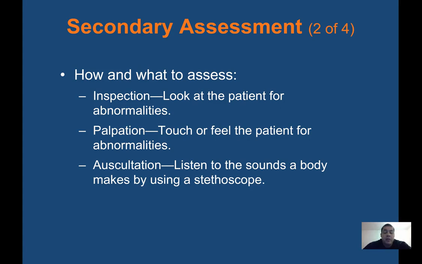So palpation. Touch or feel the patient for abnormalities. Does the patient have a bump on his arm from falling out of his chair, out of his bed? Does he have a bump on his head? Does he have a laceration to the back of his head?